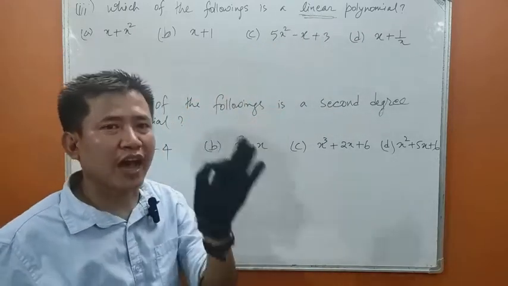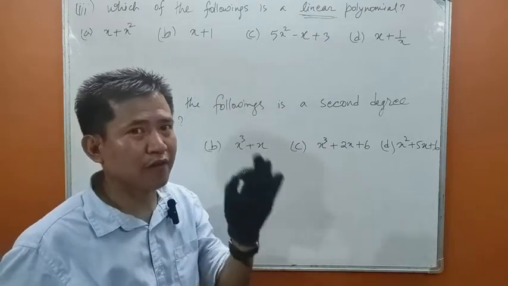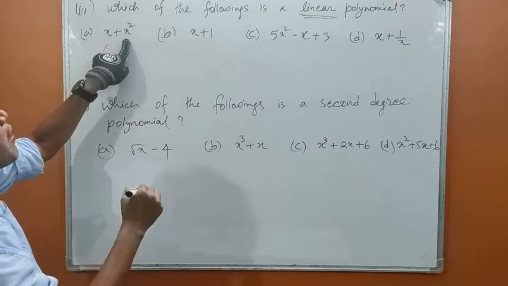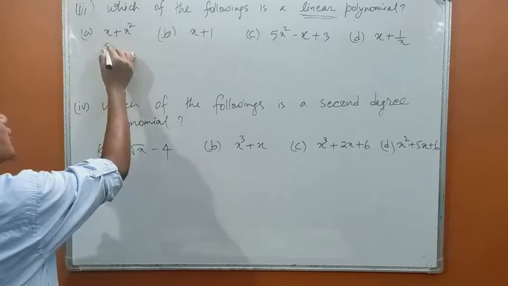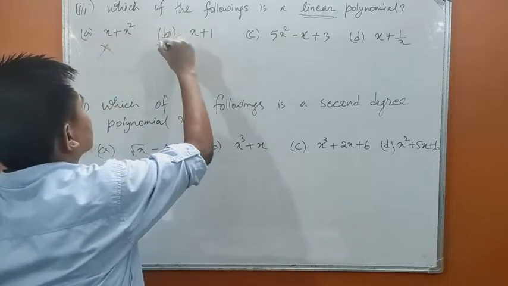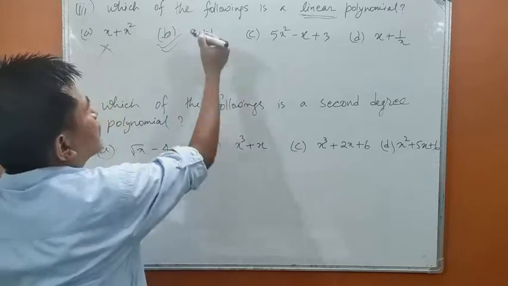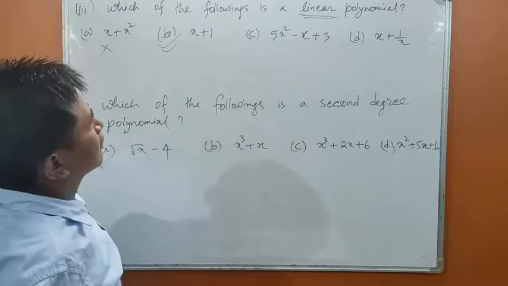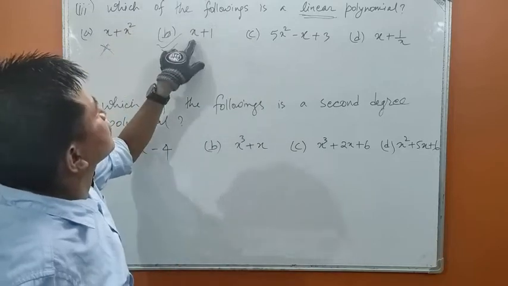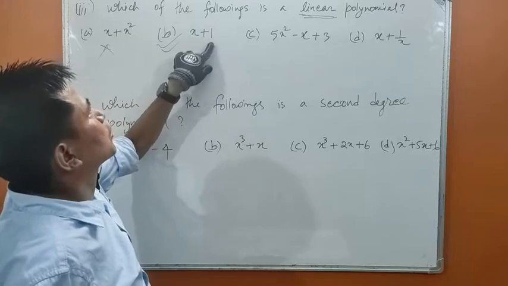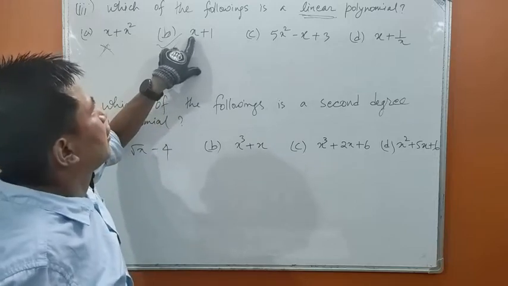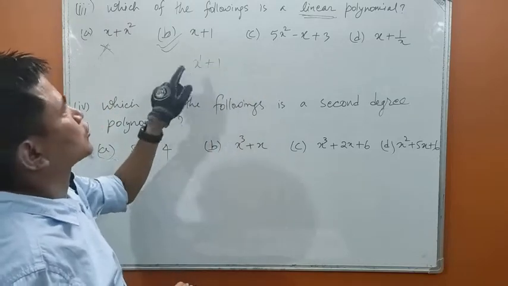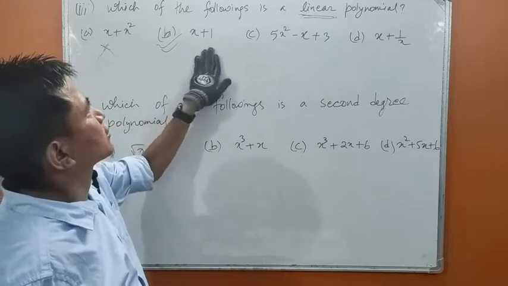We are asked to identify the linear polynomial. Linear polynomial means the highest power of the variable should be 1. Now this is not the option because the highest power of x is 2. Option B is the correct option. Because there is no number in the power of x, we must consider there is 1 as the power of x. So this is the correct option because x plus 1 has the power of the variable 1. X plus 1 means x to the power 1 plus 1, so the highest power of x is 1, so this is the correct option.